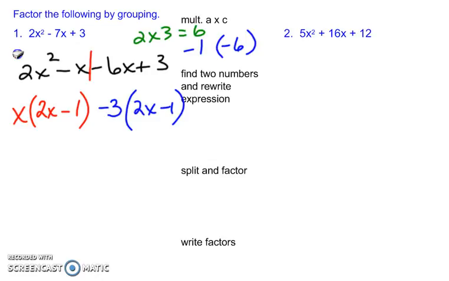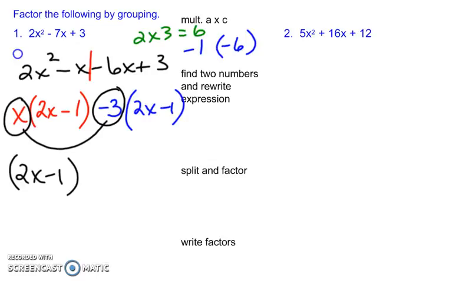So now, we will write our factors, keeping the common factor, 2x minus 1, and bringing those outside GCFs together to make x minus 3. Take a moment, pause the video, try number 2 on your own, and then restart the video when you're ready.